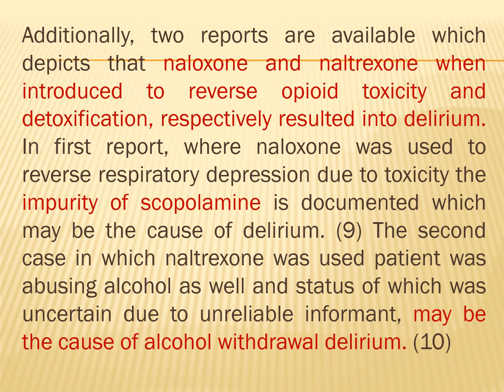And additionally, there were two reports in which the person was given naloxone and naltrexone to reverse opioid toxicity and for detoxification respectively, which resulted in delirium. The person was in the intoxicated phase because of the opioid, reversal was given, and it resulted in delirium. In the first report, where naloxone was used to reverse respiratory depression due to toxicity, an impurity of scopolamine is documented, which may be the cause of delirium. Right? Scopolamine is a known substance for causing delirium. So this can be said to be the culprit, not the opioid itself. In the second case, in which naltrexone was used, the patient was abusing alcohol as well, the status of which was uncertain due to an unreliable informant. And this alcohol abuse may be the cause of alcohol withdrawal delirium in this case.